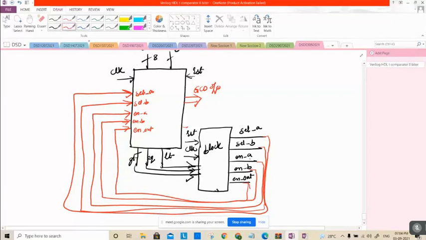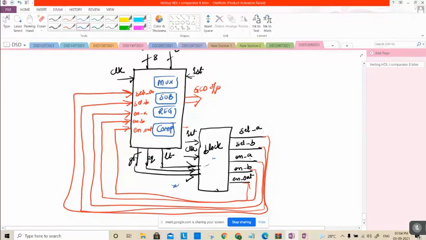Comparator is here only. So in this particular block, here we will be having multiplexers, here we'll be having subtractors, here I'll be having registers, and here I'll be having comparators. All these four blocks will be present inside this particular module. And here, this is another block which is going to generate the signals.